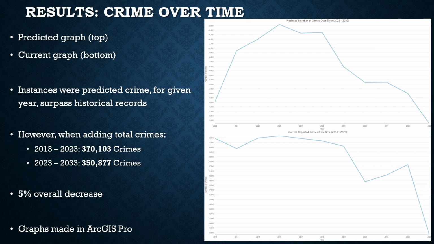In particular, when looking at the year 2026 in the predicted chart, we can see that the number of crimes reported will be just over 50,000. However, when looking at the maximum number of crimes in the input data set, in this case 2016, just over 38,000 crimes had occurred. Nonetheless, if we add up the total number of crimes for both graphs, we can still say that the overall decrease in crimes will be about 5%. And naturally, these graphs are produced using the ArcGIS Pro software as well.